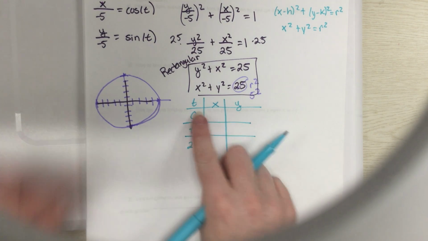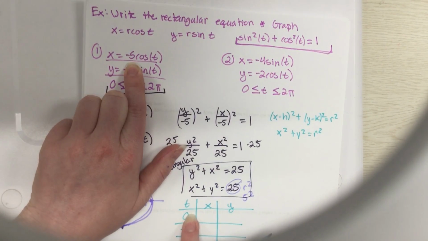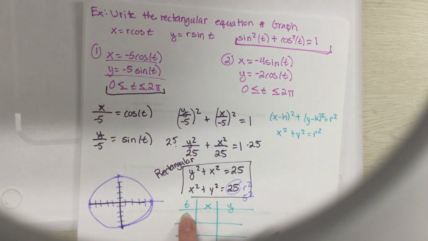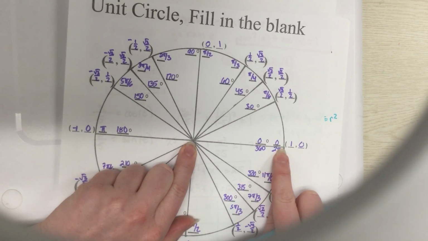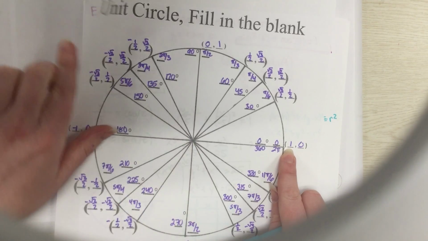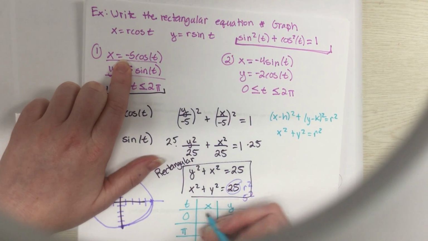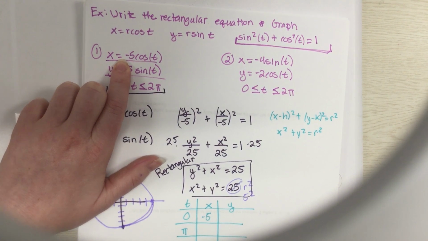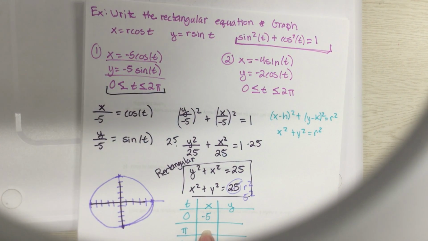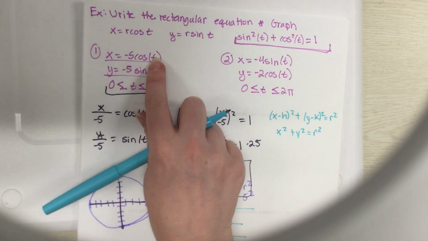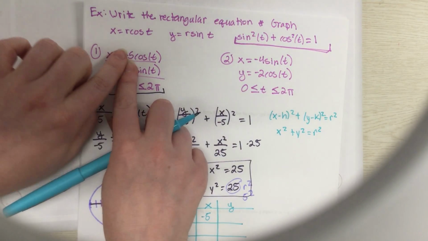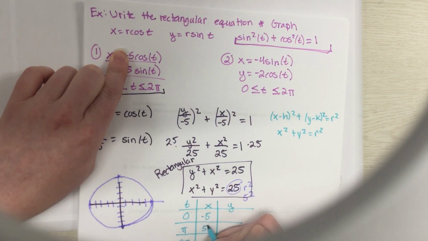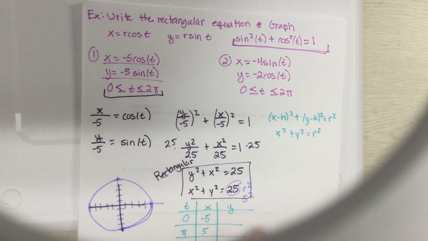All right, so x is -5 cosine of t. So I'm gonna go to the cosine of 0, and my cosine of 0 is 1. So -5 times 1 is -5. Then we got pi, I'm gonna plug in pi, so the cosine of pi is -1. So I have -5 times -1, which becomes a +5. And 2 pi is gonna be the exact same thing, so it'll come out this way.